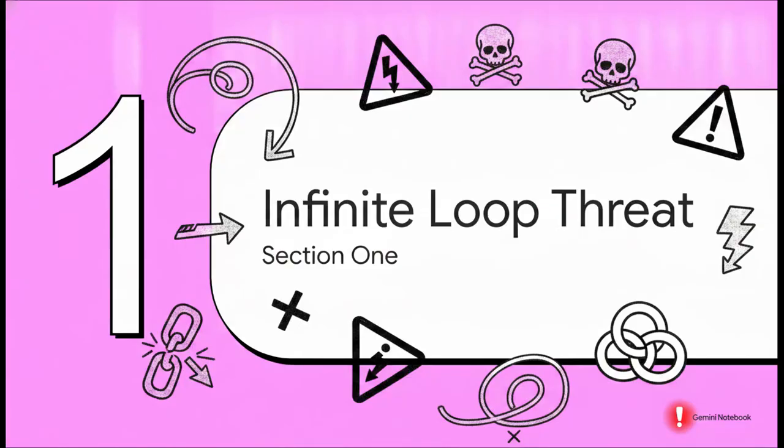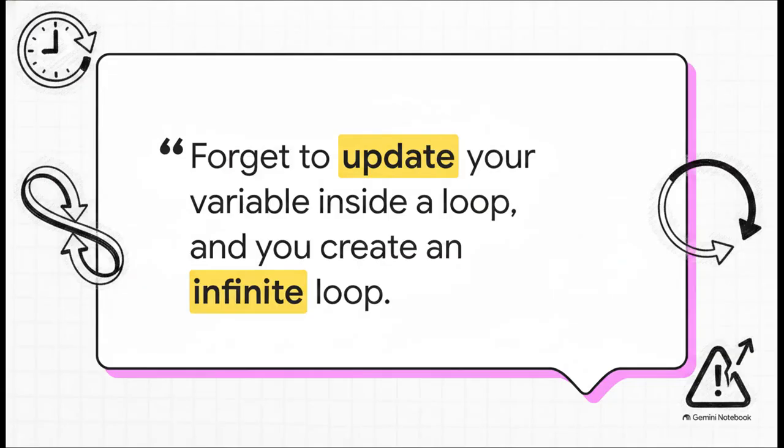Okay, let's dive right into Section 1, the infinite loop threat. This is the ultimate hazard warning we need to keep in the back of our minds for everything we build today. There's a direct quote from our source material that really stands out here. Forget to increment or update your variable inside a while loop, and you will create an infinite loop. Literally, if a loop is told to run while a count is less than 10, but that count is never actually increased inside the loop, well, it stays at its starting number forever. Updating that control variable is absolutely non-negotiable.